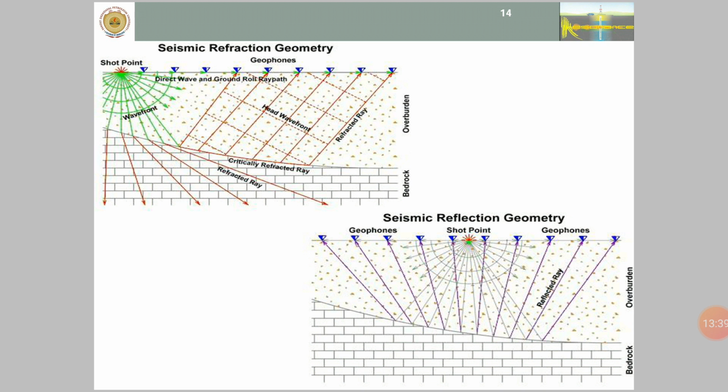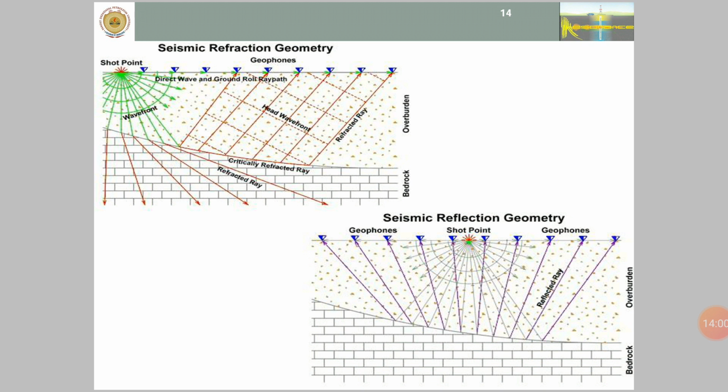Now x square by v square cos square theta can also be broken as x square by v square minus x square by v square sin square theta. Now t0 square plus x square by v square is known as normal move out, whereas x square by v square sin square theta is known as dip move out.